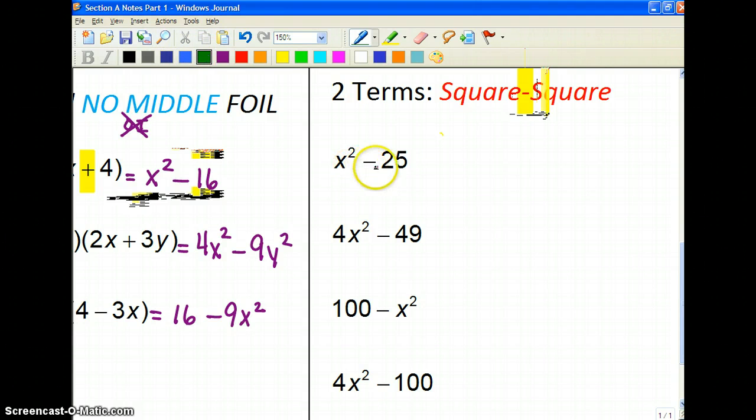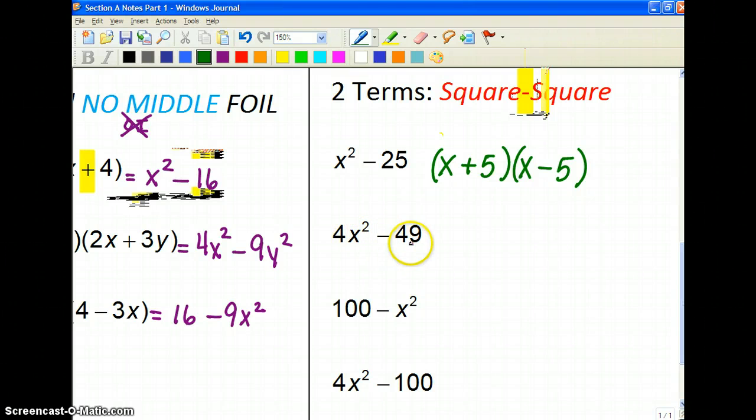So if it's x squared minus 25, you're like, oh, there's no middle. So one of my parentheses needs a plus and one of them needs a minus. How do you get x squared? X times x. And how do you get 25? 5 times 5. No middle.